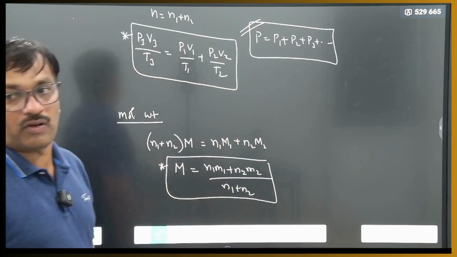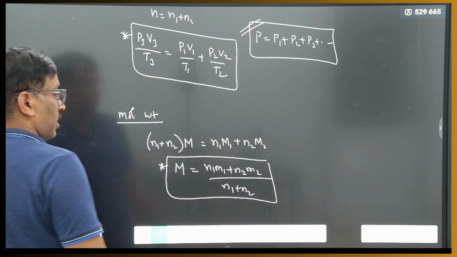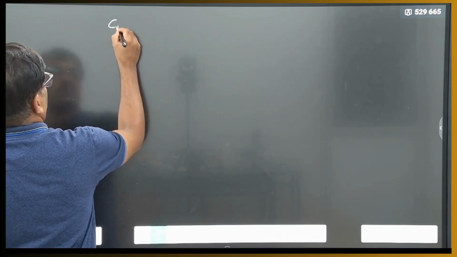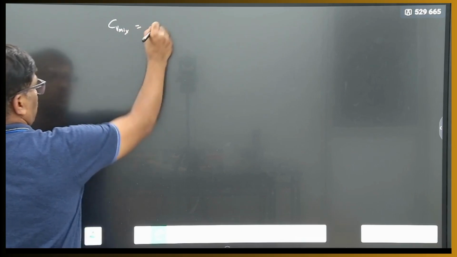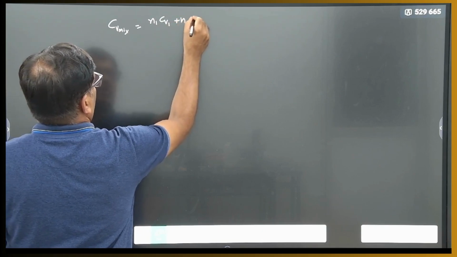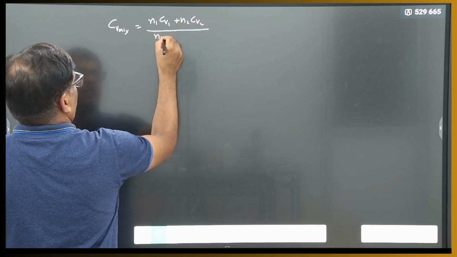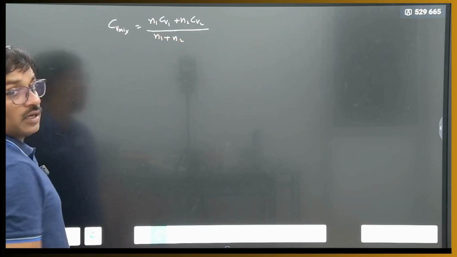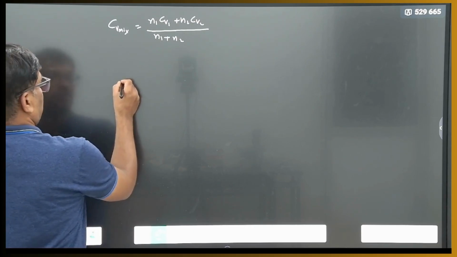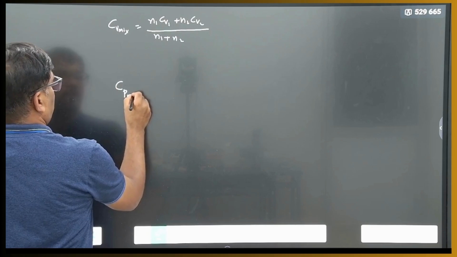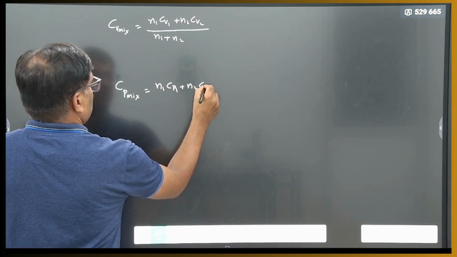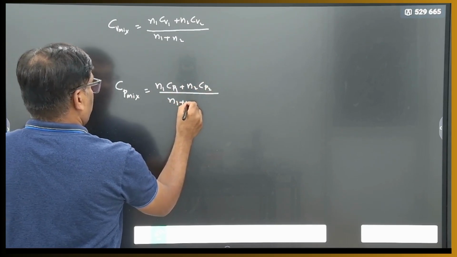This is not so important, but most important are the gamma values, right? So, Cp of the mixture or Cv of the mixture, exactly the same way. So, N1 Cv1 plus N2 Cv2 by N1 plus N2. This is the molar specific heat at constant volume of the mixture. And Cp of the mixture, you can write down as N1 Cp1 plus N2 Cp2 by N1 plus N2.